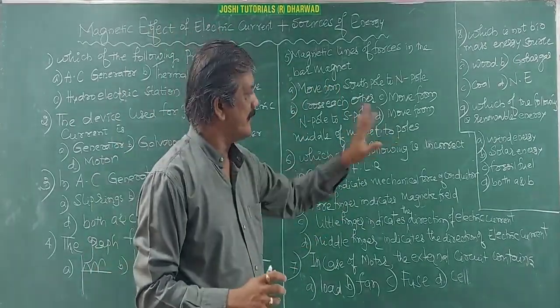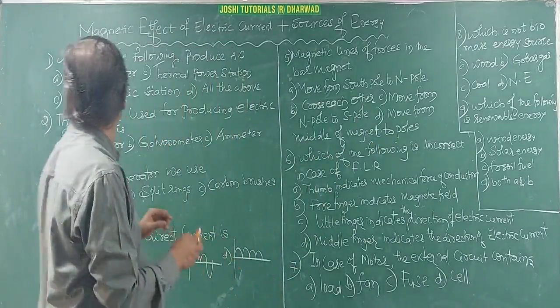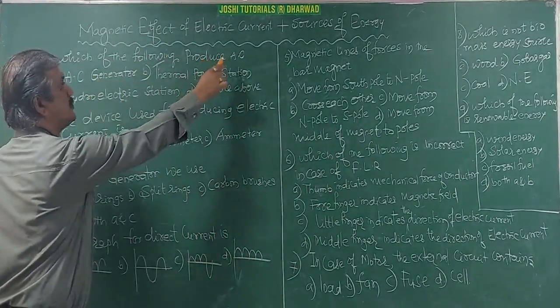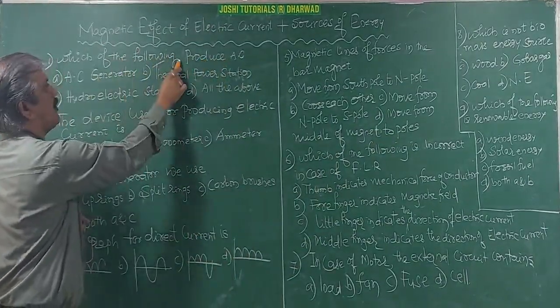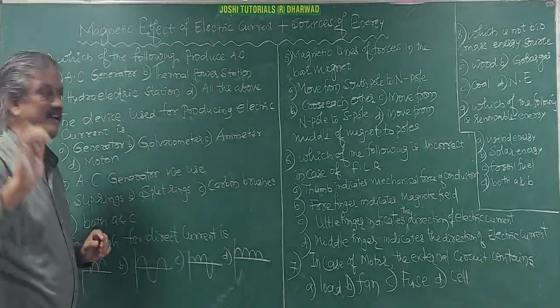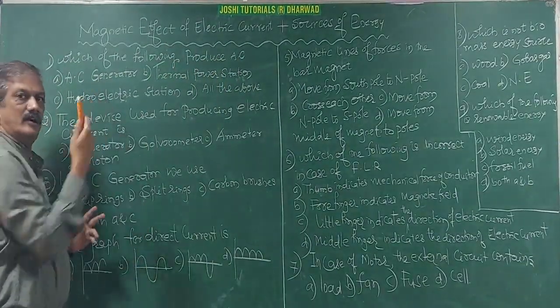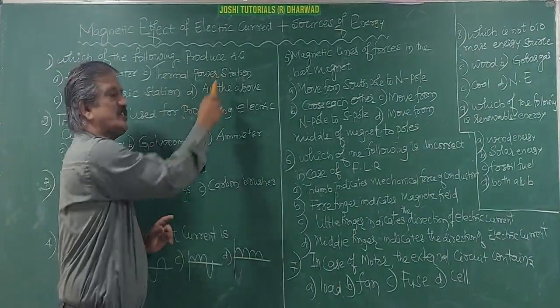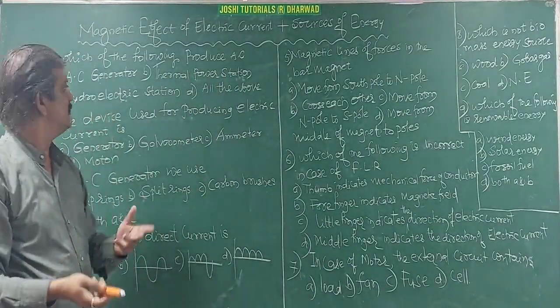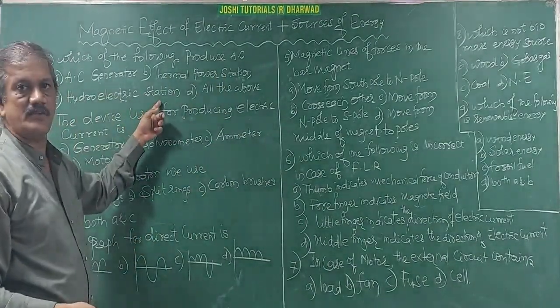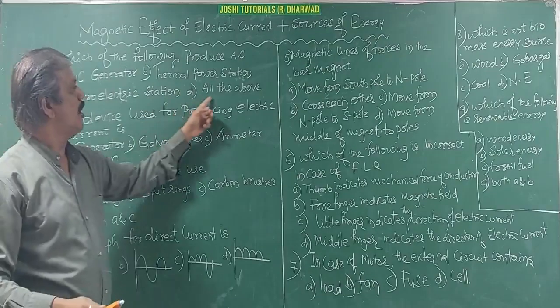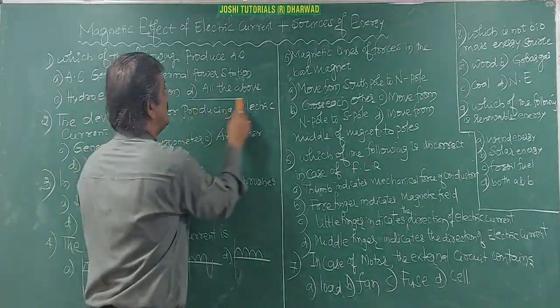So I have written some 9 questions here. Watch one by one. Which of the following produce AC, alternating current? AC generator, alternating current. Thermal power stations, alternating current. Hydroelectric stations with the help of water, alternating current. All the above. So the answer is D.